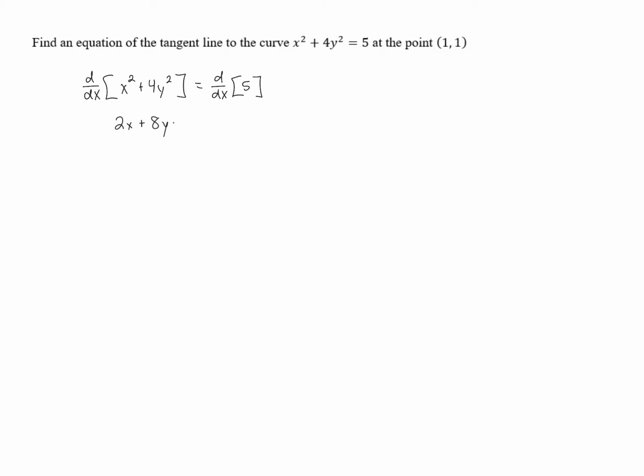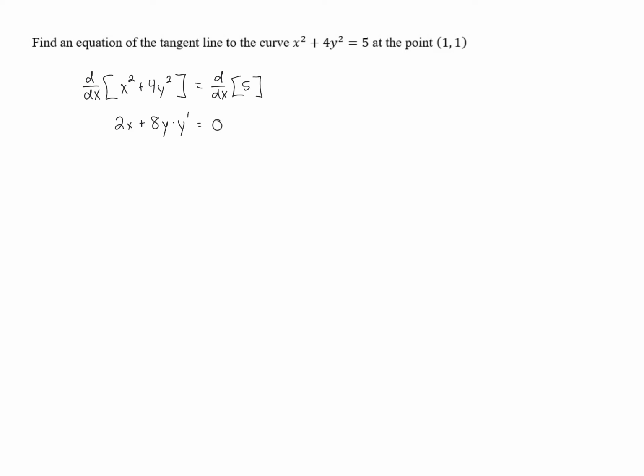But then we also have to multiply by what? Y prime, because y is a function of x. And so this is actually something we use the chain rule on. So we need to multiply by y prime. Then on the right, the derivative of a constant is 0.